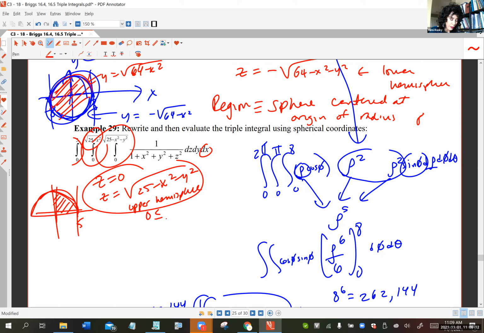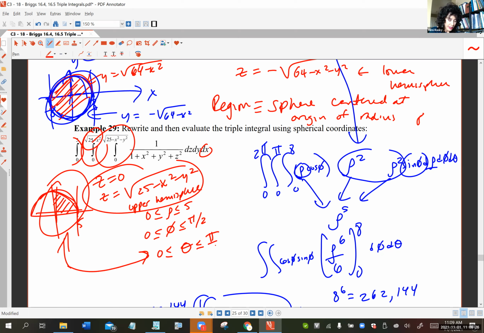So that means that rho is going to go between 0 and 5. And then phi, since you're doing a hemisphere only, it's going to go between 0 and pi halves. And then because you're only doing a quarter of a circle, that means your theta is going to be between 0 and pi halves also.